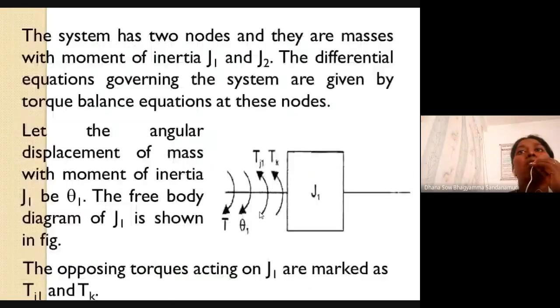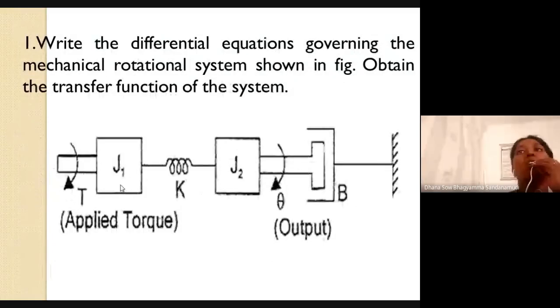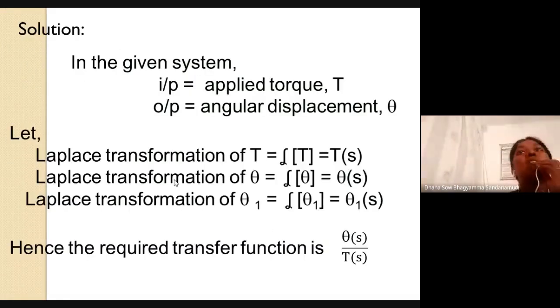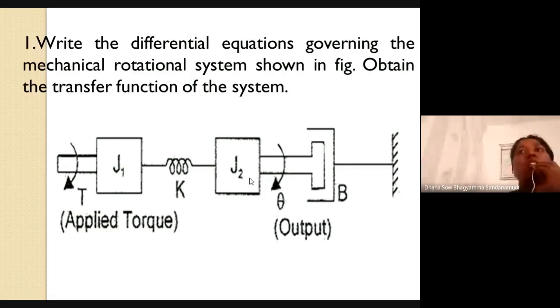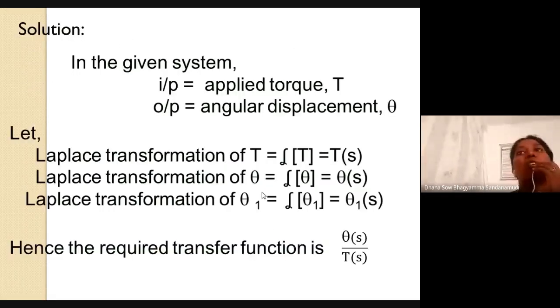Theta 1 is not mentioned here. At node 2 this output theta is mentioned. At node 1 the angular displacement is not mentioned, so you will assume the displacement at node 1 is theta 1. Theta is the angular displacement at node 2, and theta 1 you will assume as the angular displacement at node 1. Of course, the transfer function that you require is theta of s by T of s.